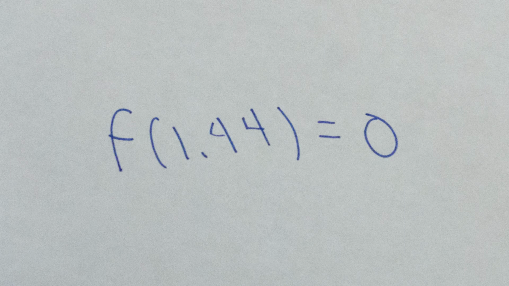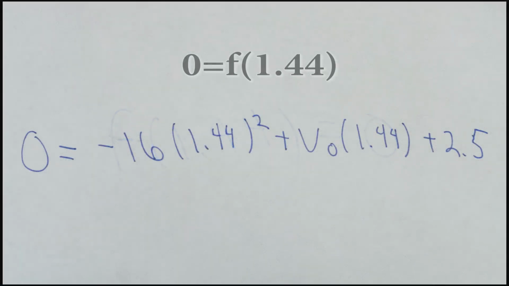So the height when the ball hits the ground is 0. So we can set f of 1.44 equal to 0. And this is the x-intercept of our function. Here we have an almost complete quadratic function. We have our initial height. We have an average time when the height was 0. The only thing we're missing is our initial velocity.